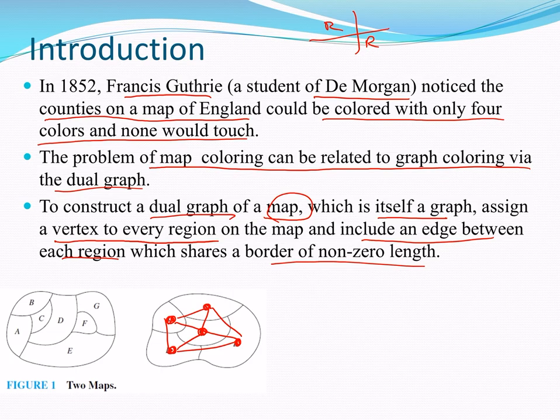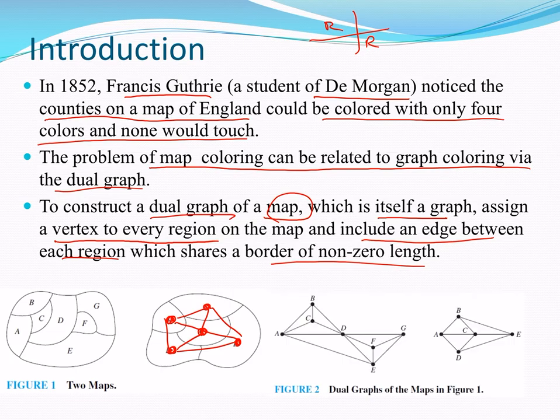And then the other one, the one on the left, also has a dual graph. You can see that the dual graphs are on the right, and this dual graph over here looks very much like the one we just constructed. So that's how we construct dual graphs: a vertex will represent a region and an edge will represent a non-zero length boundary between those regions.